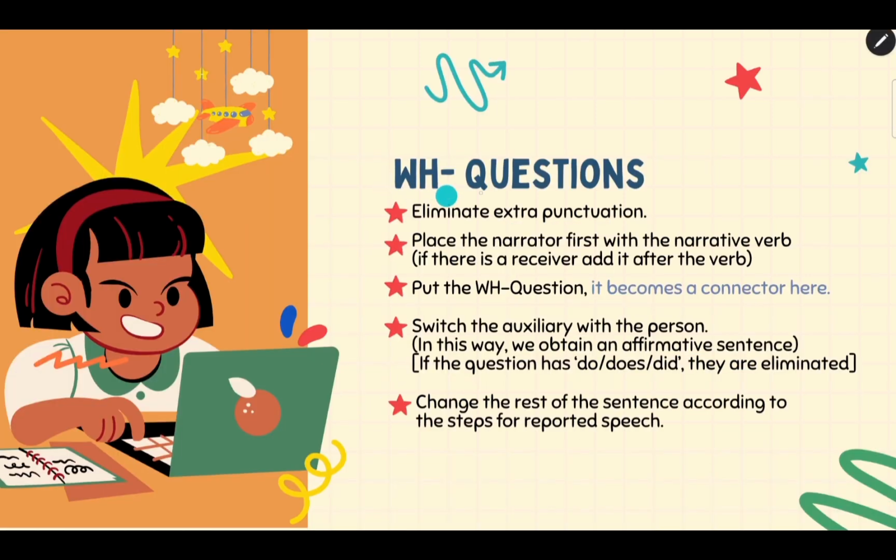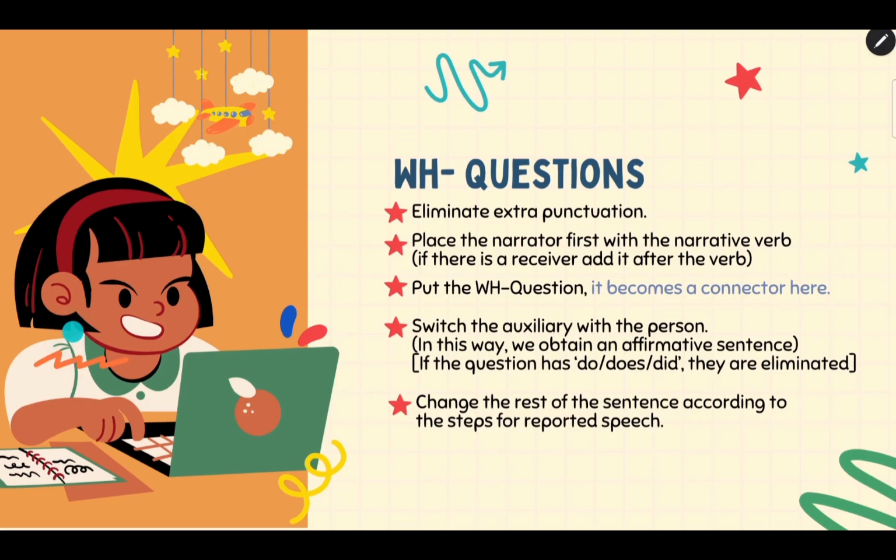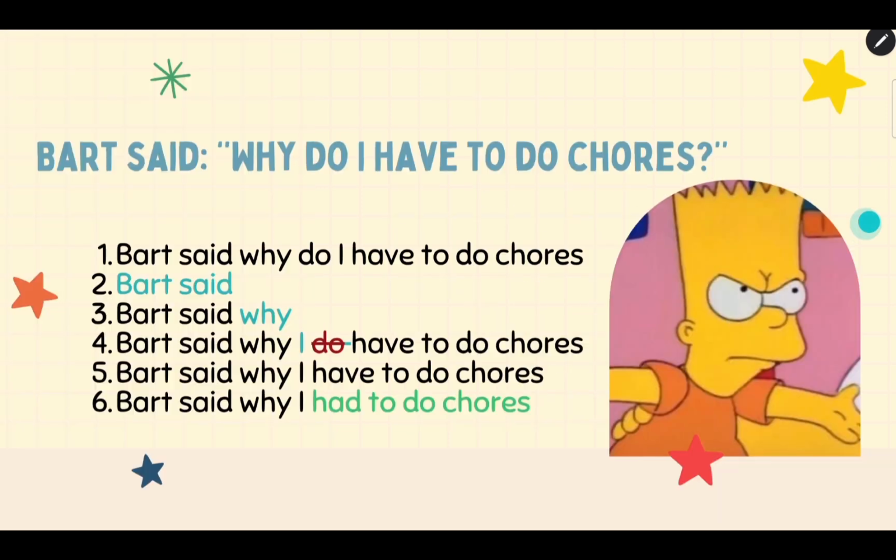We are going to check now the WH question. So the first step is to eliminate punctuation, and the second one is to place the narrator first with the narrative verb, with the receiver if it has, but if not, it doesn't matter. Check, we place the narrator, that is Bart, with the narrative verb, that is "said." Okay, everything okay there? Then number 3 is to put the WH question word, because remember, in this case, it is a connector, it is not a question. So we have here, Bart said why. The connector now is "why" here.